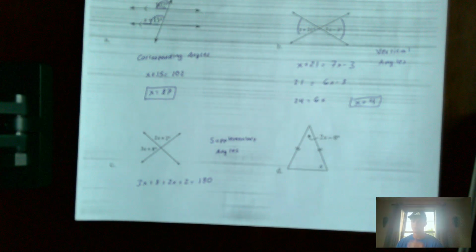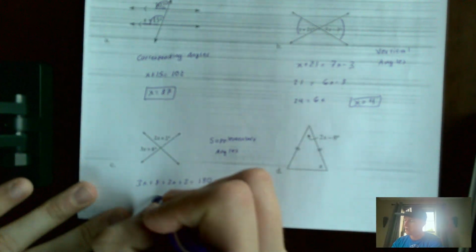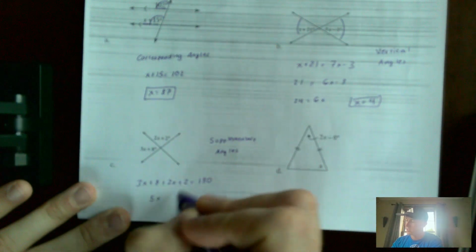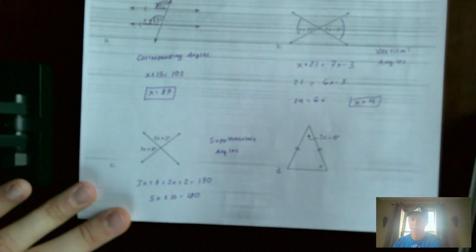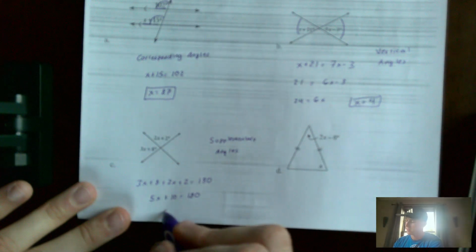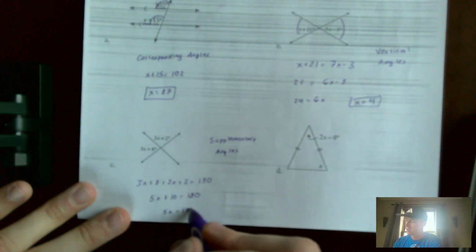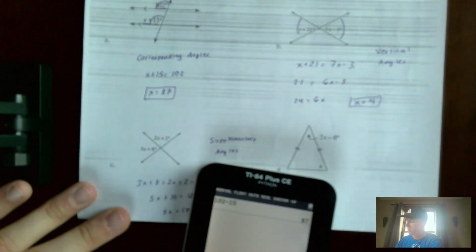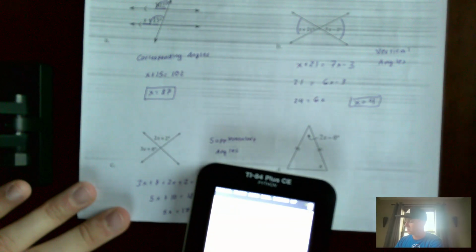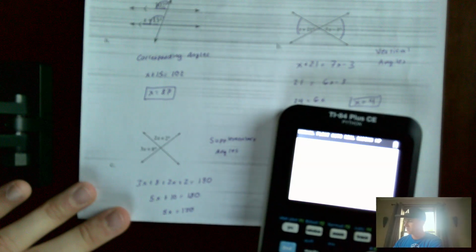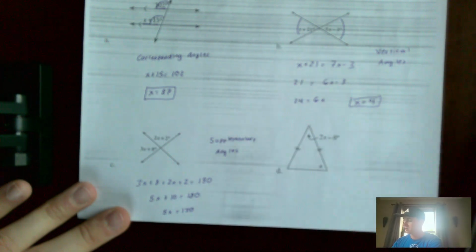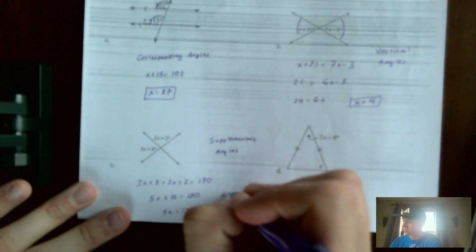All right, so we simplify those. We're going to end up getting 3x and 2x, which gives us 5x. 8 and 2 gives us 10, equal to 180. Subtract by 10 on both sides. We're going to get 5x is equal to 170. And then we're just going to take that value and divide by 5 on both sides. So 170 divided by 5 gives you the value of x equals 34.